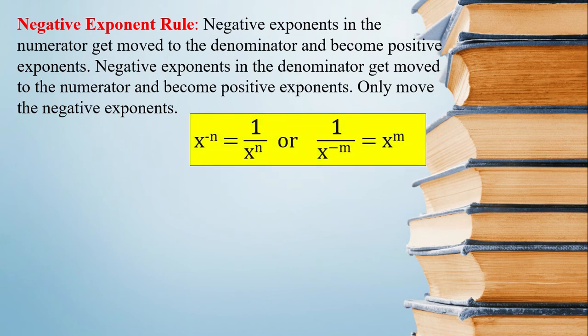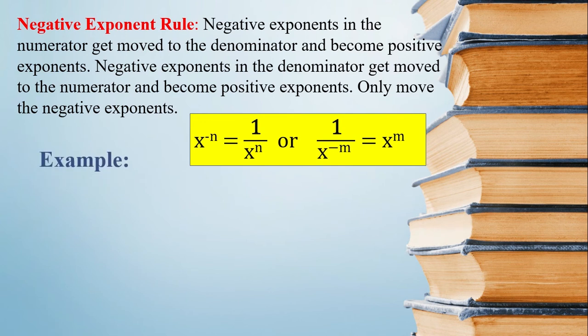So, para mas madaling maintindihan, ibig lang sabihin niya ay kapag ang final answer mo, negative yung exponent ng numerator, kailangan mo siyang i-move sa denominator para maging positive. So, kapag ang denominator mo naman ay negative, kailangan mo siyang i-move sa numerator para maging positive.